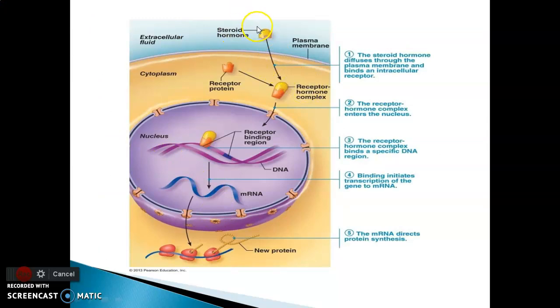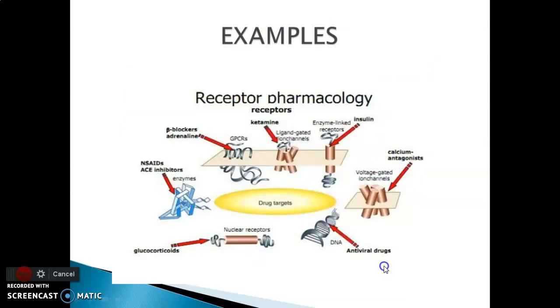The steroid hormone crosses the cell membrane, reacts with the receptor which is located in the cytoplasm, and forms a receptor-hormone complex. This complex then crosses the nuclear membrane, reaches the nucleus, activates DNA and mRNA, and results in the synthesis of proteins. So this is the pathway of how an intracellular receptor functions.